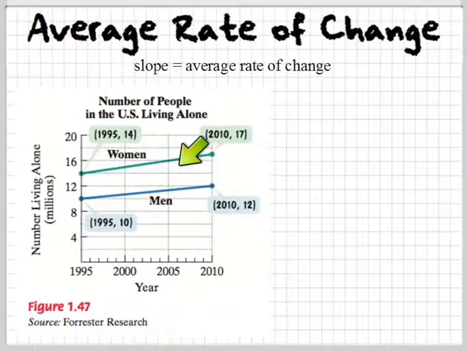Like you see this graph right here that I have. This graph shows us the number of people in the U.S. living alone. The women are increasing. There's more women living alone than men, and it shows you over time which one's increasing. Which one has a bigger slope, by the way? The women. So gradually, women are increasingly more lonely than men.